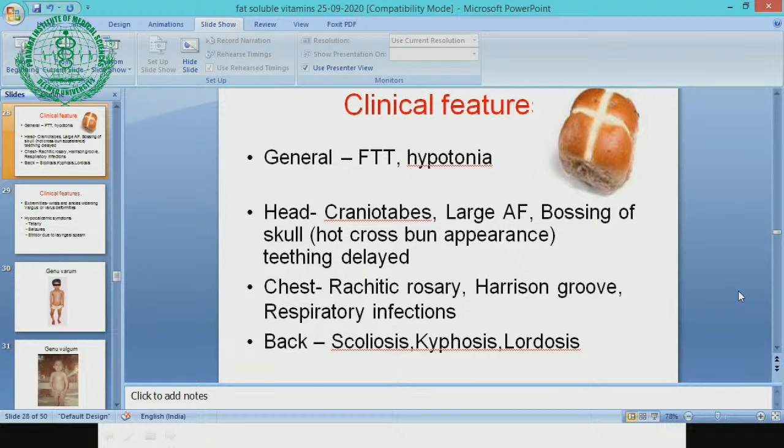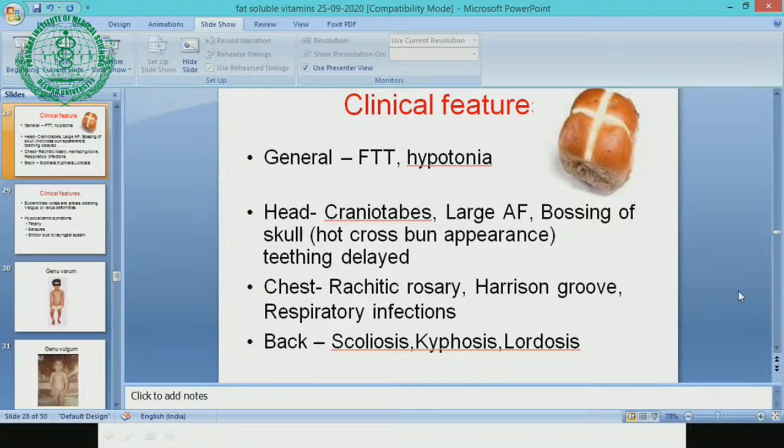So we'll start. We'll come down from the head to the chest. Chest will show rickety rosary and Harrison groove. There is a soft part where the insertion of the diaphragm is. Those muscles are soft, so the diaphragm will pull this intercostal muscle, and there will be a groove in the lower intercostal spaces. That is called Harrison groove. I will show you this picture also.